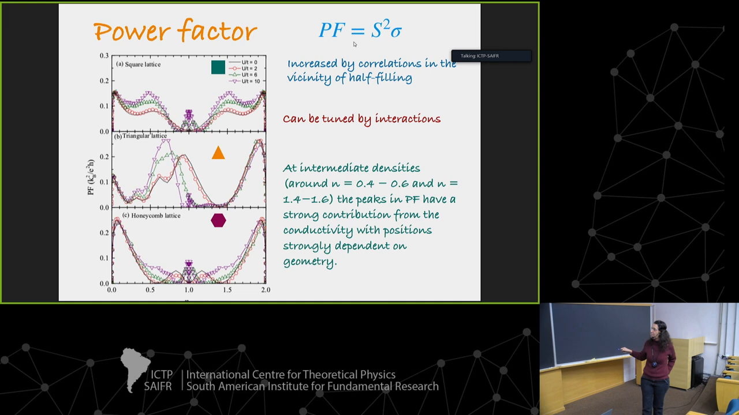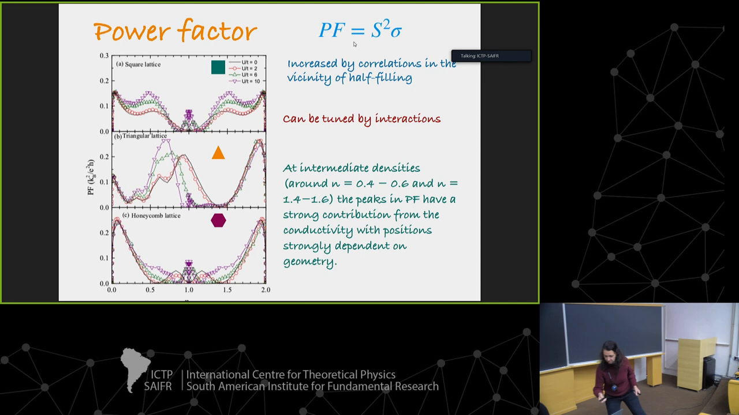So here we see a similar effect as in the square lattice: close to half filling we see an increase, but at half filling exactly, it goes to zero. And we have these regions where correlations play an important role by increasing the power factor. But I think the most interesting case is the triangular lattice, where, due to the lack of particle-hole symmetry, we don't have the constraint that it has to go to zero at half filling for the non-interacting case. Correlations can increase the power factor and also tune the power factor to lower density. So when tuning is addressed, this is an interesting way of dealing with it. We have peaks around 0.4, and this is the most interesting case.